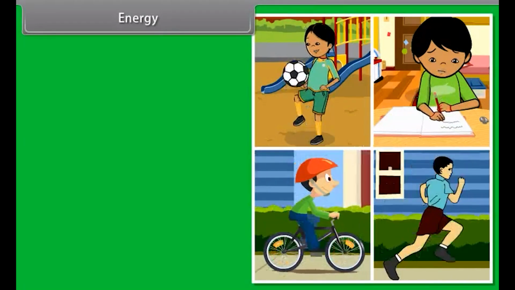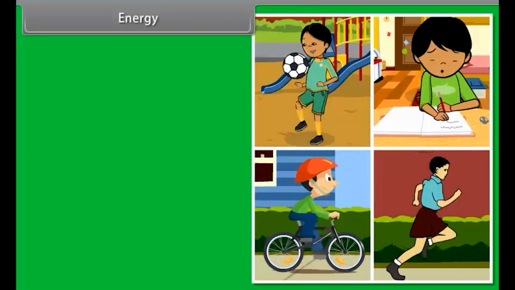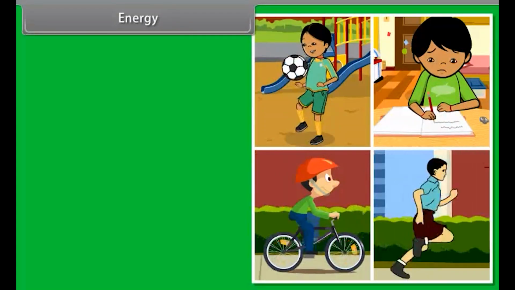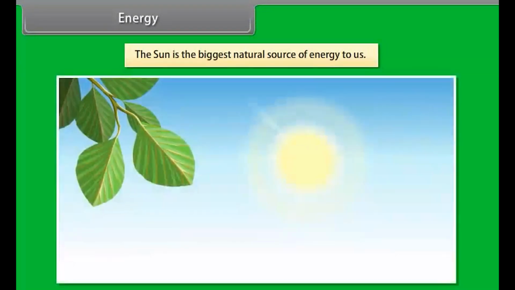Energy. We now know that to do any kind of work, we need energy. We must have energy to accomplish work, but the question is, where does this energy come from? The sun is the biggest natural source of energy to us. Many of our energy sources are derived from the sun. Energy sources are classified into two groups: non-renewable and renewable.